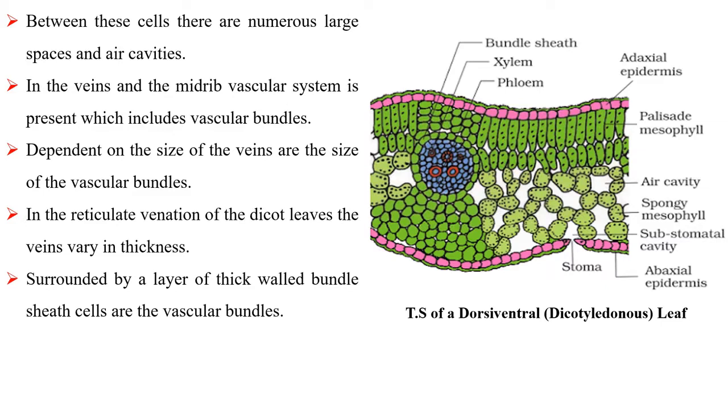In the veins and the midrib, the vascular system is present, which includes vascular bundles. The size of the vascular bundles depends on the size of the veins. In the reticulate venation of the dicot leaves, the veins vary in thickness. The vascular bundles are surrounded by a layer of thick-walled bundle sheath cells.